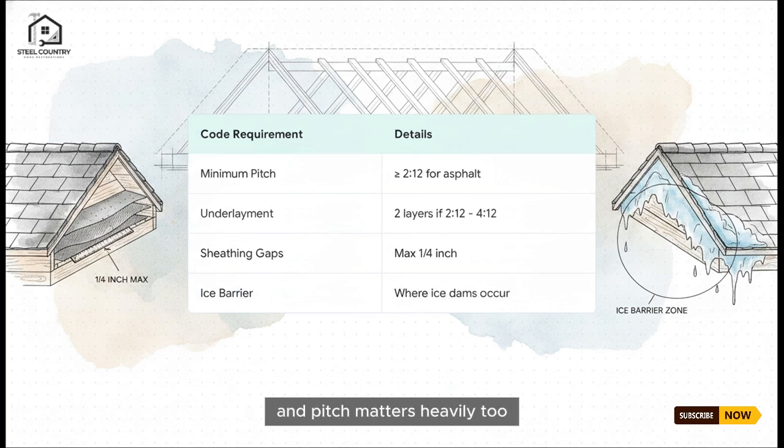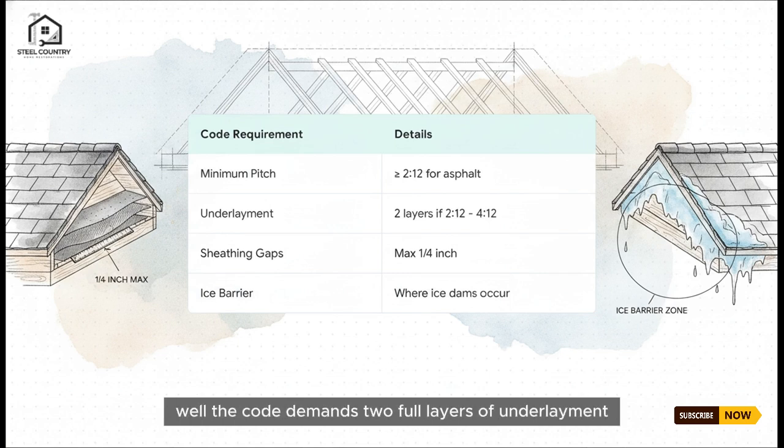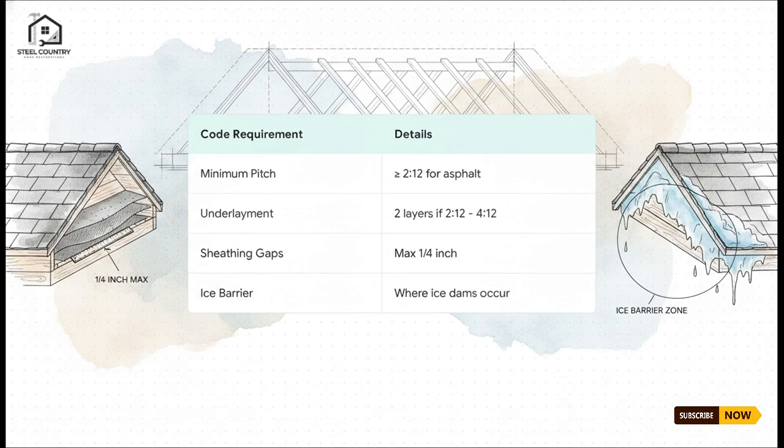And pitch matters heavily too. You actually can't install asphalt shingles on a roof pitch lower than 2/12. And if your pitch sits between 2/12 and 4/12, well, the code demands 2 full layers of underlayment to prevent water from backing up under those shingles. It's a highly regulated system.